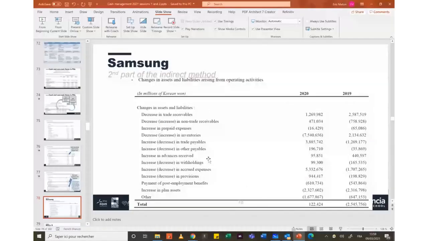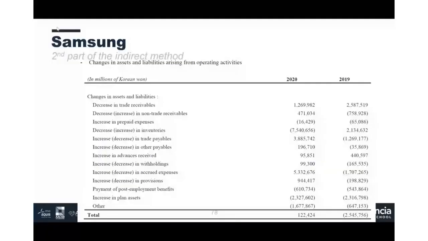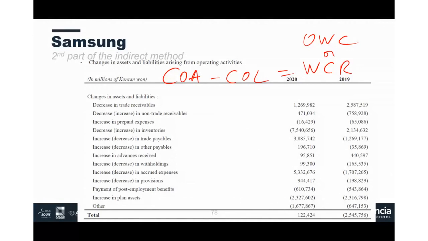So here, in reality, we have current operating assets minus current operating liabilities. We're interested in the working capital requirement, or operating working capital. So here we don't see the cash, we don't see the financial assets, we don't see the financial liabilities. So no financial assets here, no financial liabilities in this part.